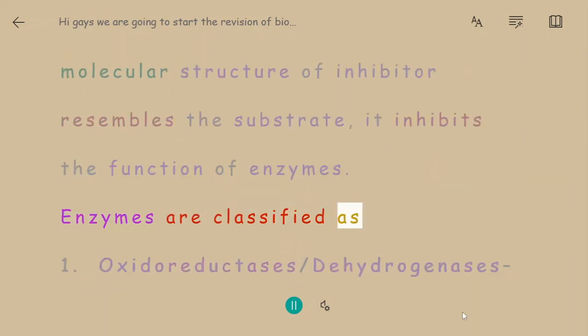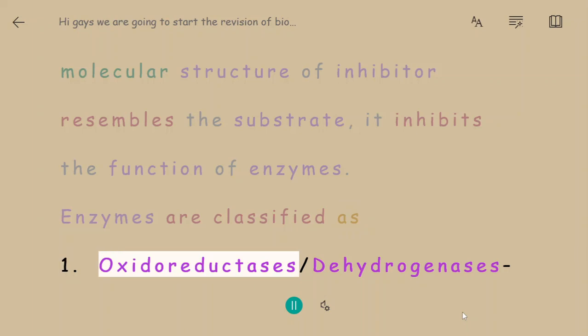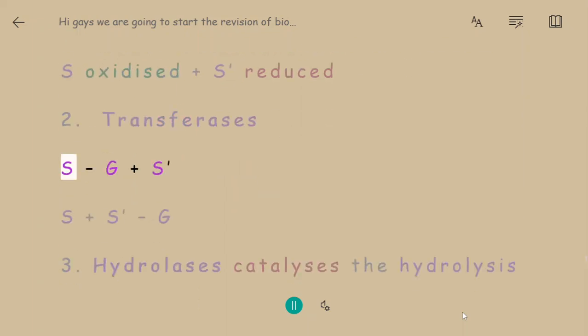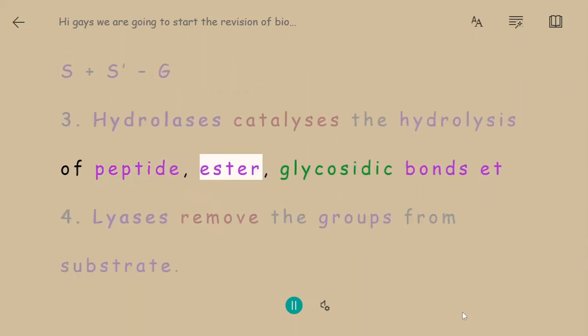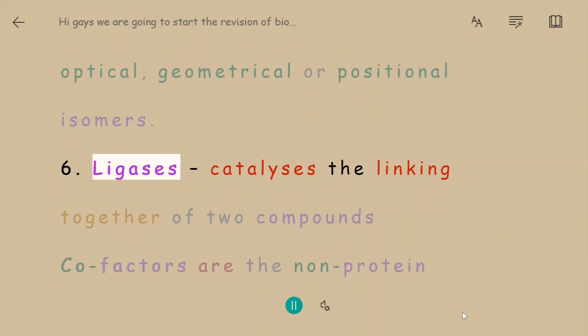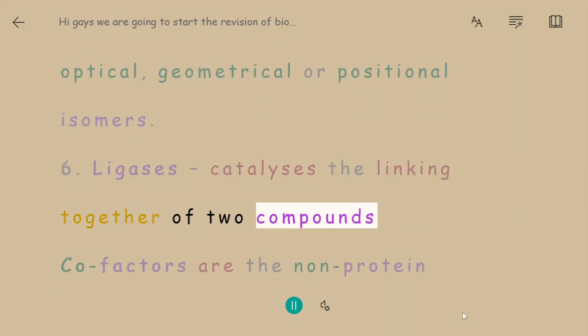Enzymes are classified as: 1. Oxidoreductases/dehydrogenases. S-reduced + S'-oxidized → S-oxidized + S'-reduced. 2. Transferases. S-G + S' → S + S'-G. 3. Hydrolases. Catalyse the hydrolysis of peptide, ester, glycosidic bonds, etc. 4. Lyases. Remove groups from substrate. 5. Isomerases. Interconversion of optical, geometrical, or positional isomers. 6. Ligases. Catalyse the linking together of two compounds.